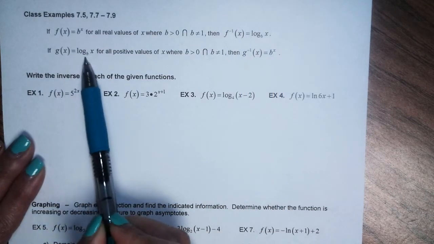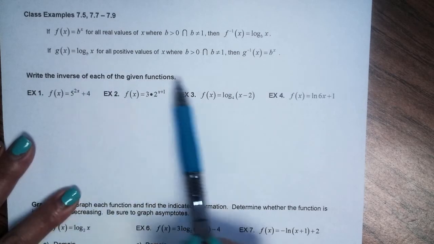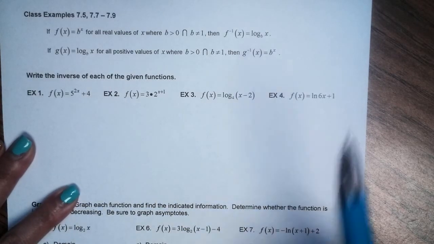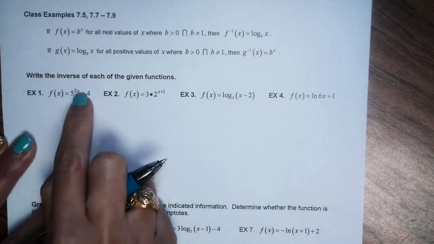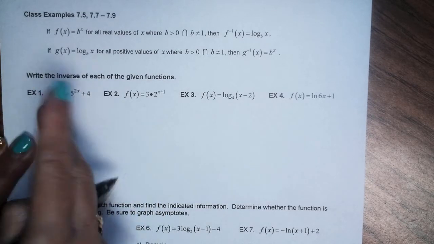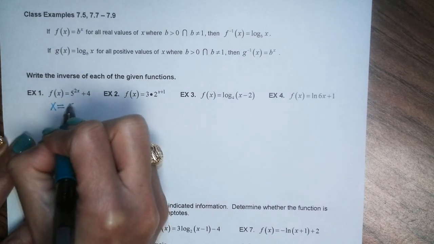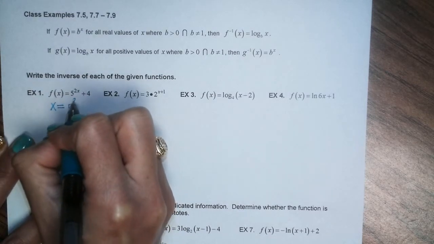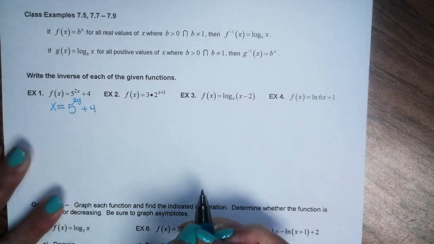So same thing with the other way around. If you have a log function and you find the inverse, that will be an exponential function. So these right here, numbers 1 through 4, let's go ahead and just find the inverse. The way you find an inverse is you would switch the x and the y values, or the variables, I guess. So we're going to put x equals 5 raised to the 2y plus 4.